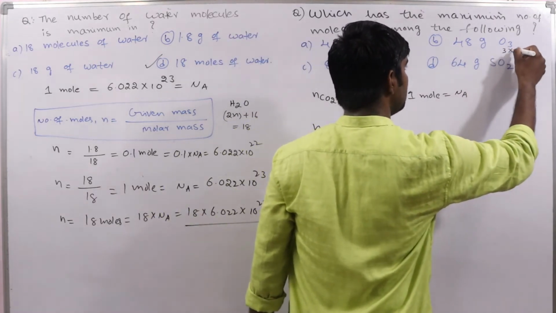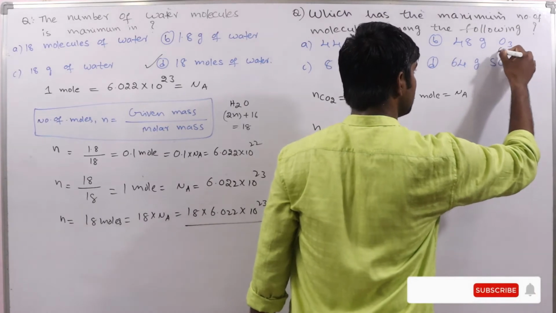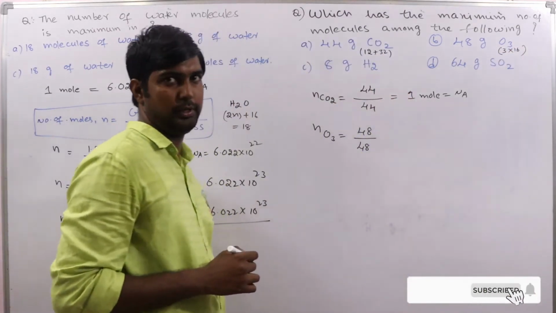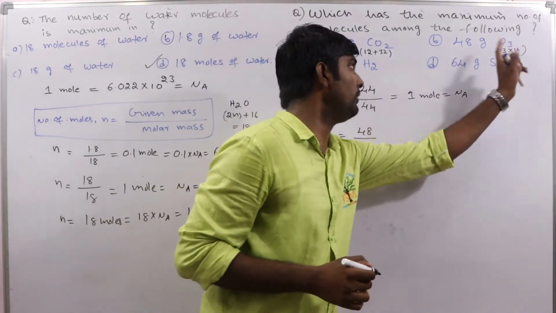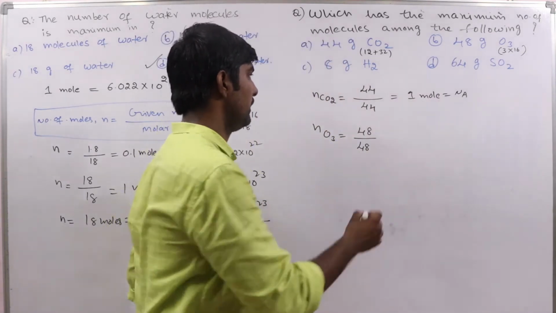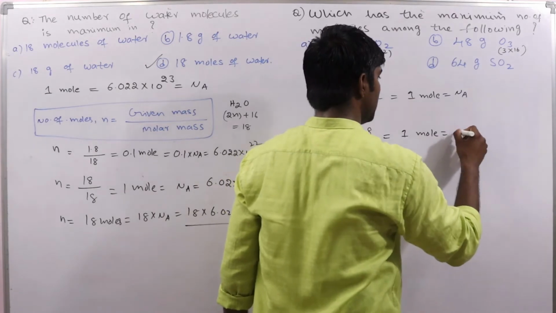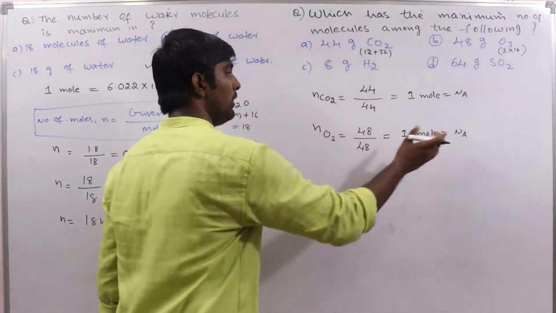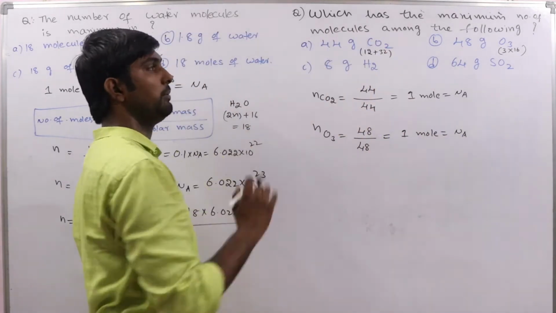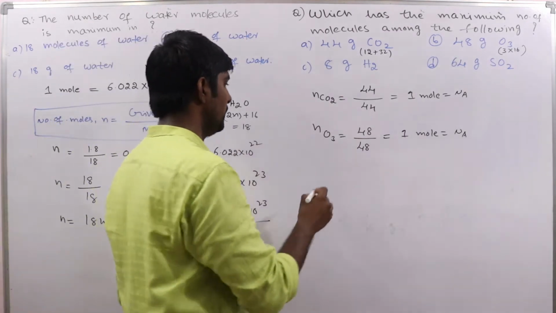3 oxygen atoms, each oxygen atomic mass is how much? 16 units. So 3 into 16 is how much? 48. So here also 1 mole of molecules is present, that is nothing but Avogadro number of ozone molecules are present in 48 grams of ozone.